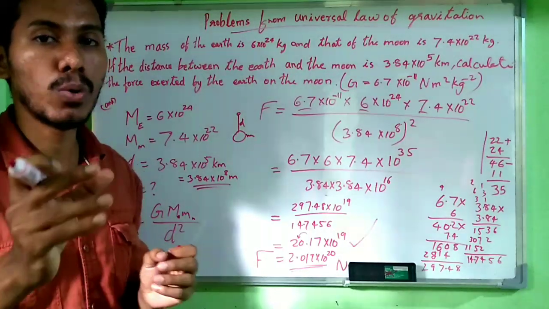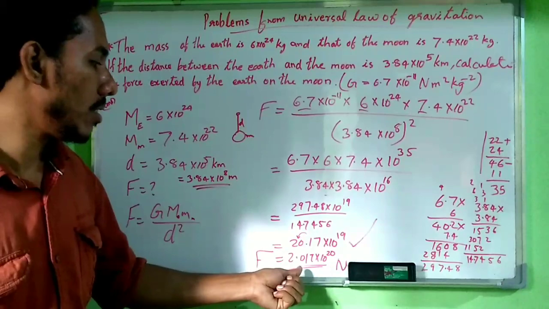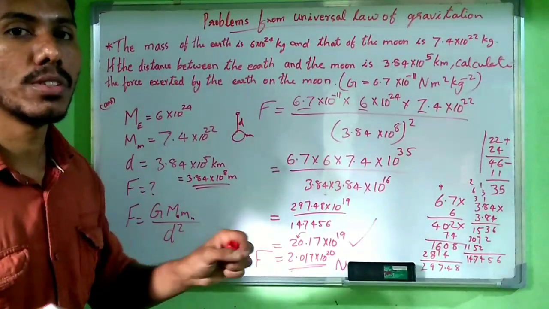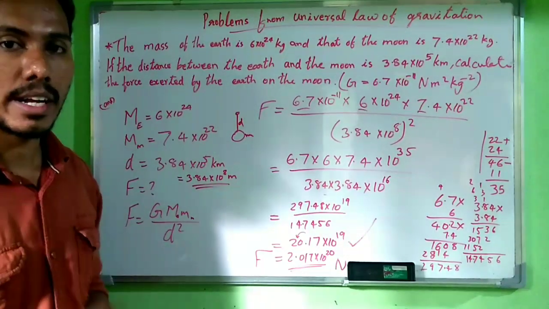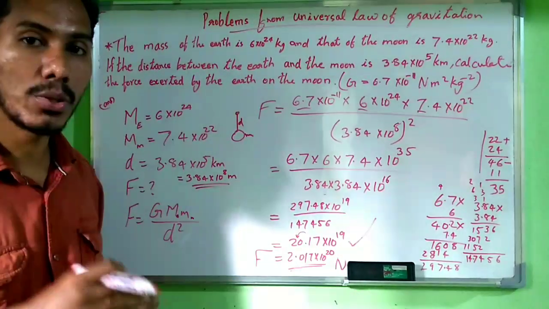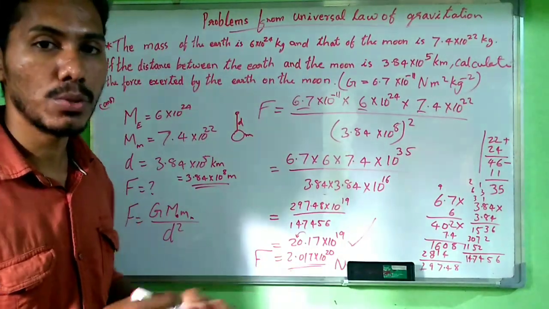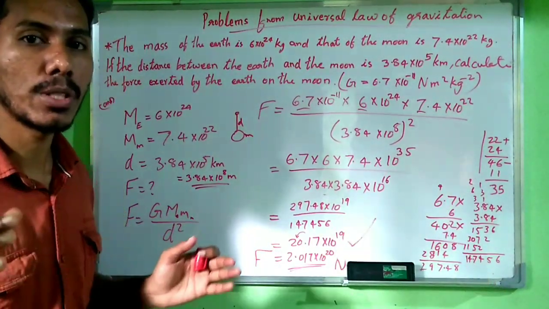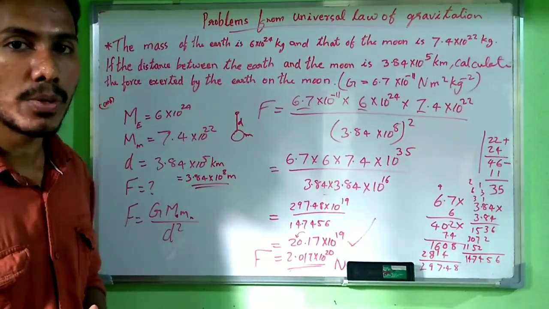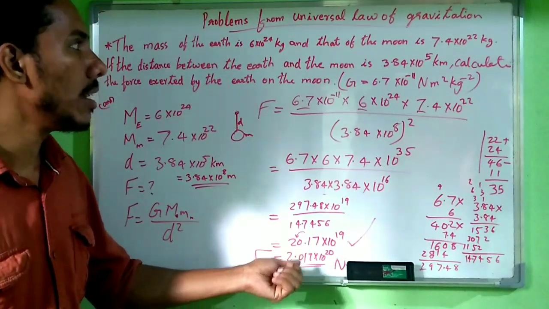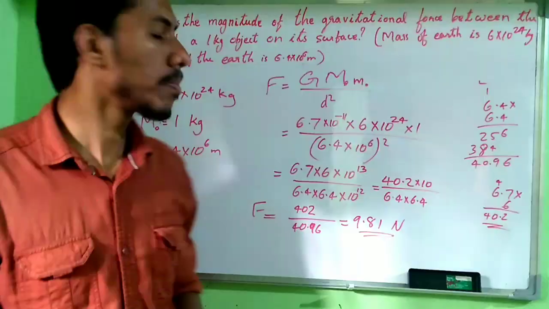That is why the moon is rotating around the earth. This is the centripetal force for the rotational motion of the moon around the earth. What's the value? It's a huge amount. 2.017 into 10 raised to 20. 20 zeros are there. So it's a huge amount. It's the attractive force between the earth and the moon. It is calculated from Newton's law of gravitation.